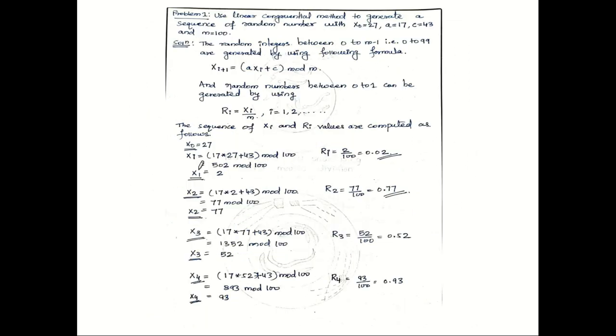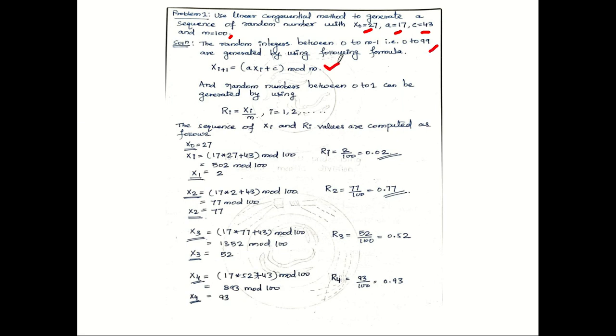So let us consider a problem statement. Use the linear congruential method to generate a sequence of random numbers where x0 is 27, a is 17, c is 43 and m is 100. Here the parameter value c is given, that's why we will use the mixed congruential method for generating a sequence of random integers between 0 and m minus 1, and we can also generate a sequence of random numbers between 0 and 1.